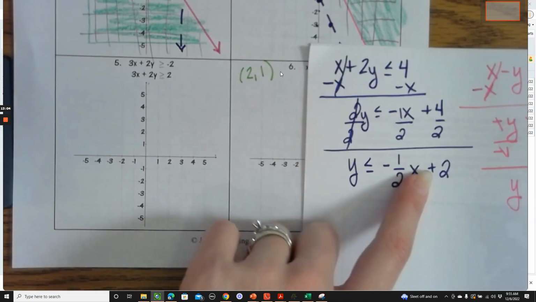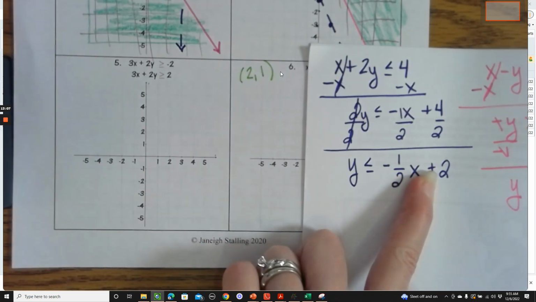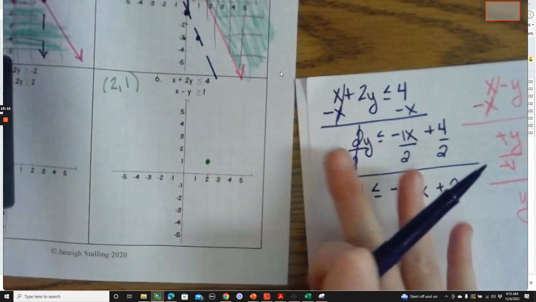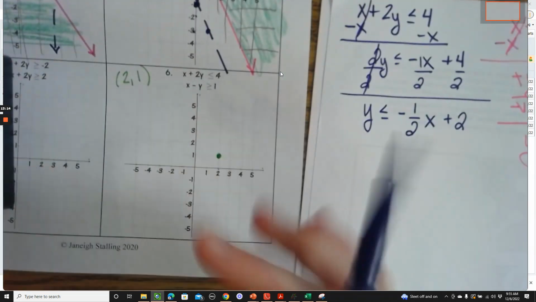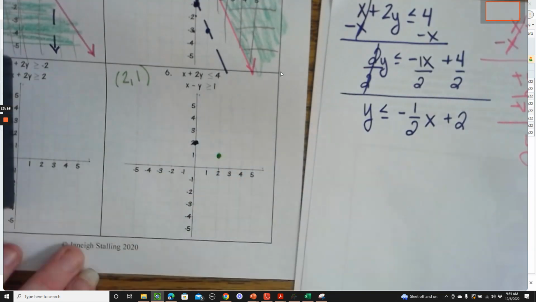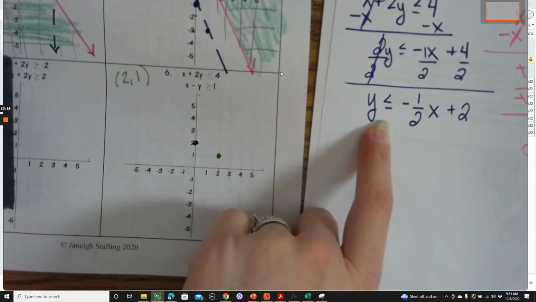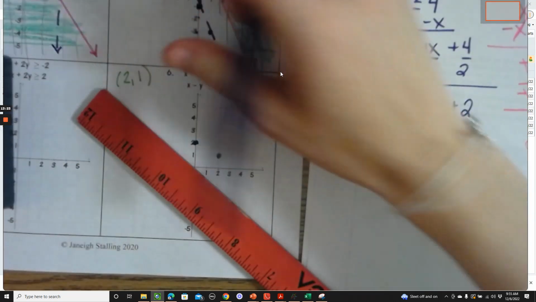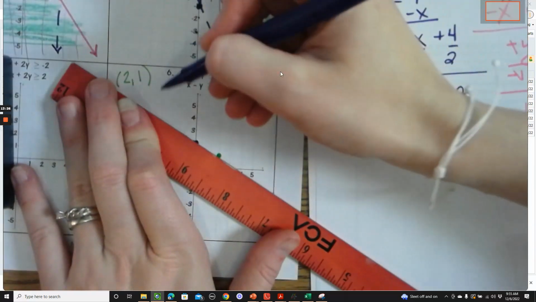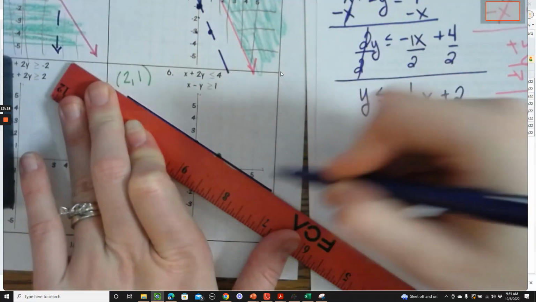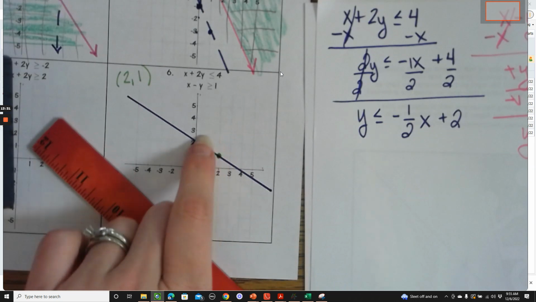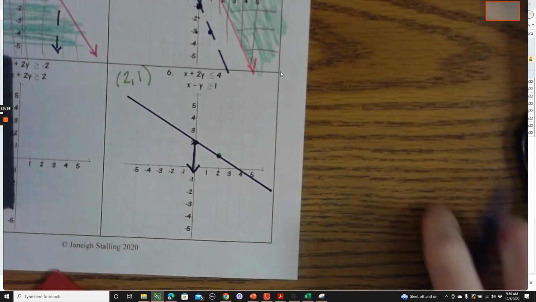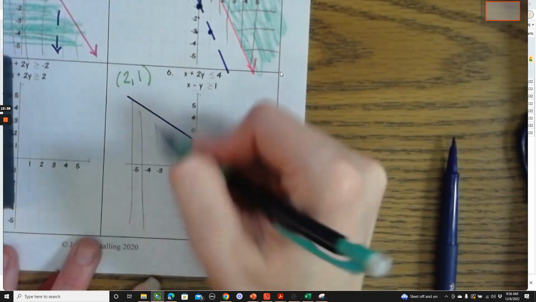Plus 2 is my y-intercept. So, try to get everything to fit here. I can put a dot at the 2, and then I've got that good green dot. And then it's going to have a line underneath it, so it's going to be a solid line. And then y is less than. So I go to the y-intercept. Everything less than that, so below the line.